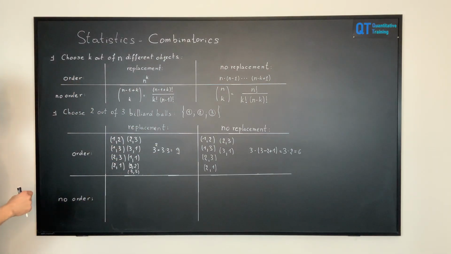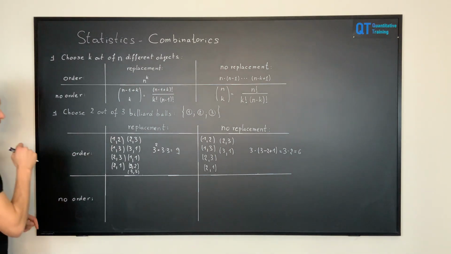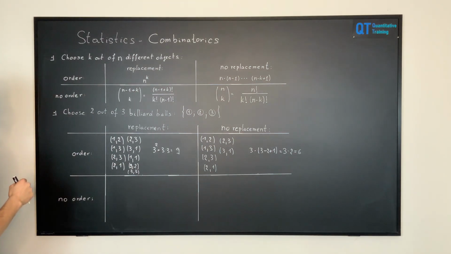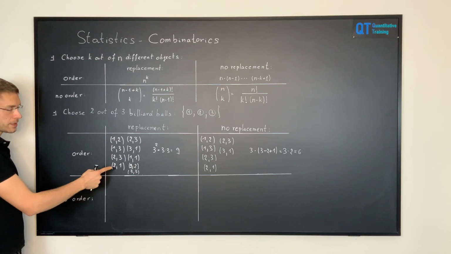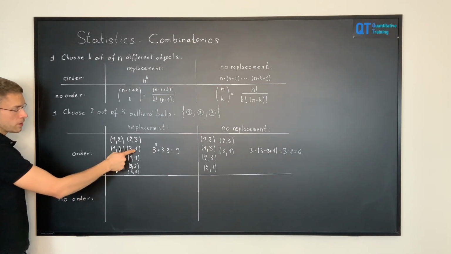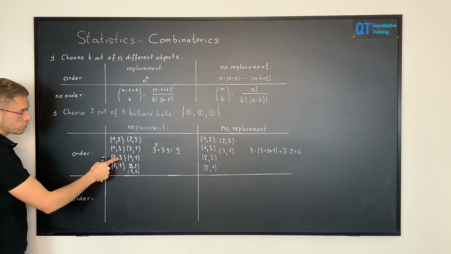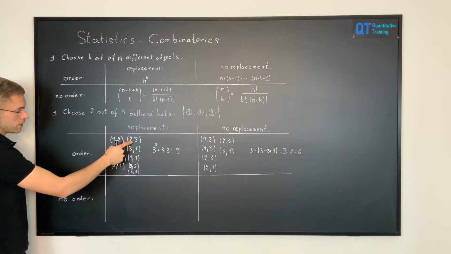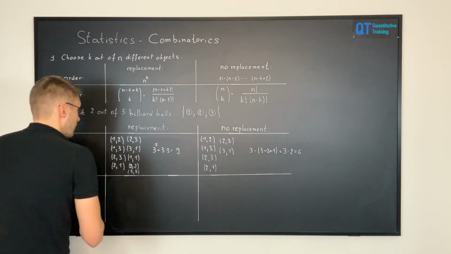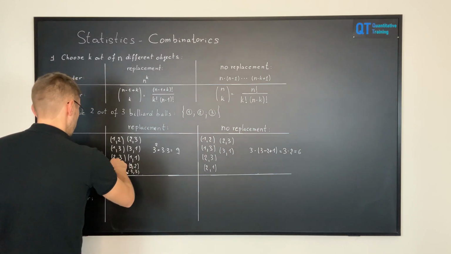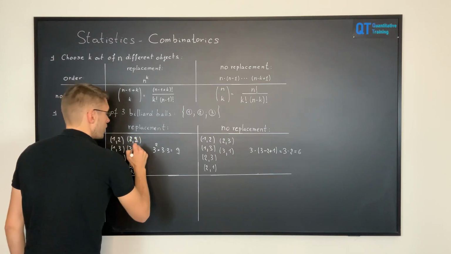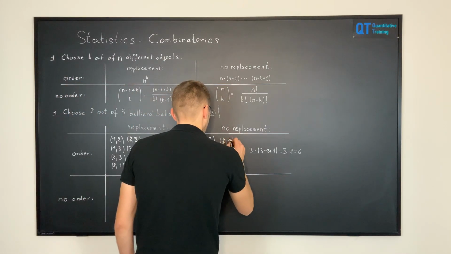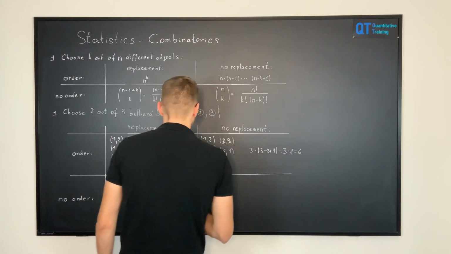So then let's move on to the situation where we this time have no order. So the order doesn't matter, but we still have replacement. Order doesn't matter means that this combination 1, 2 and 2, 1 is basically the same. The same for 1, 3 and 3, 1. And 2, 3 and 3, 2 is also the same. So it was the other way around.